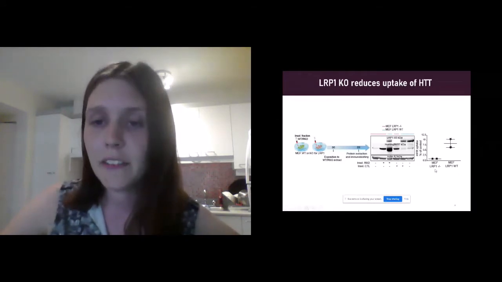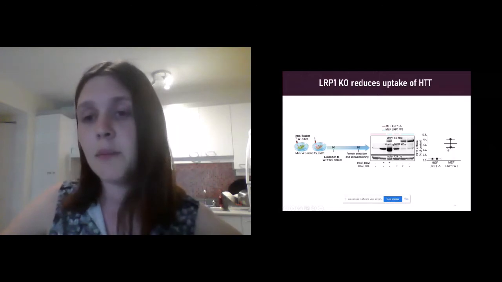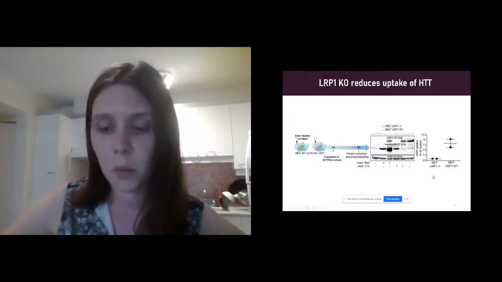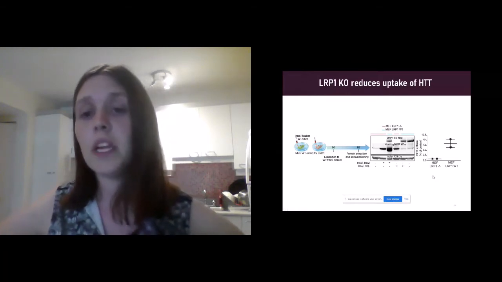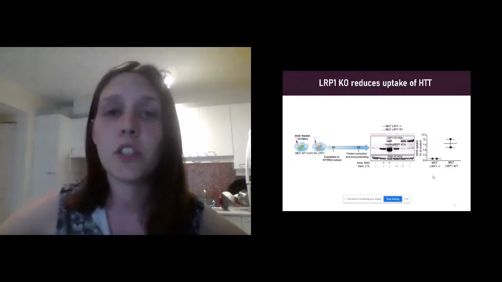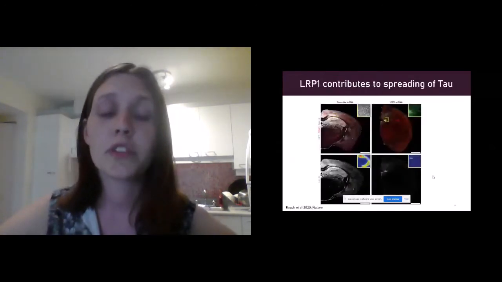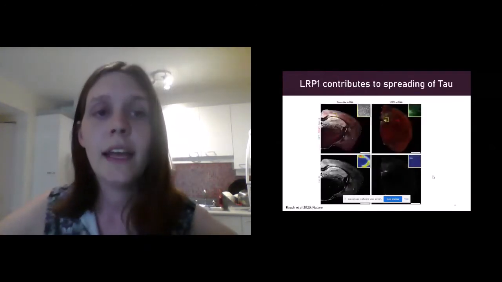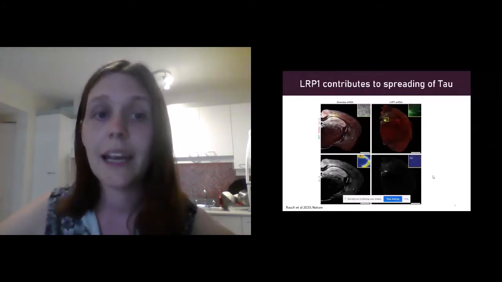And there was a significant reduction of the amount of mHTT present within the cells that did not express LRP1. Now, this is all we knew when we first initiated this project, but a very interesting paper was also released just this year, which further implicates LRP1 in transsynaptic spreading of tau.